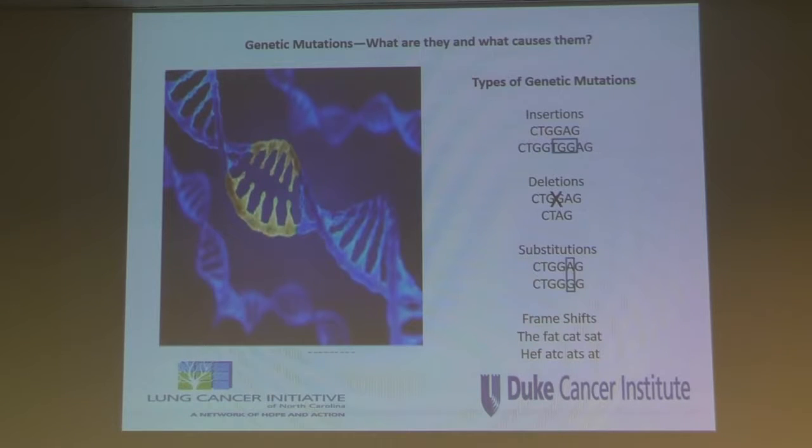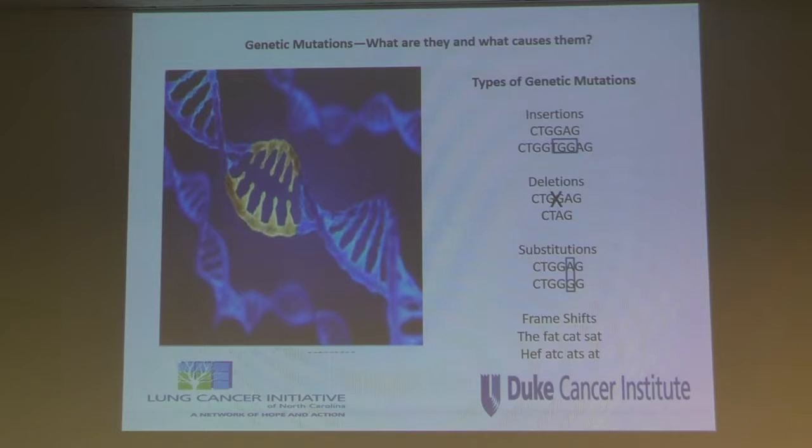And so I just want to talk a little bit about different types of genetic mutations and kind of what can happen. And so there are four basic ones. You have insertions. So you see here all these different letters: the C's, the T's, the G's, the A's.